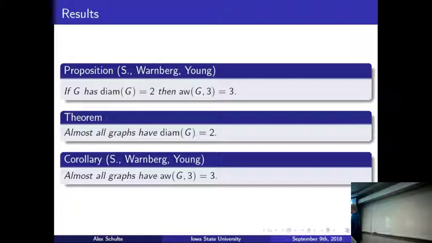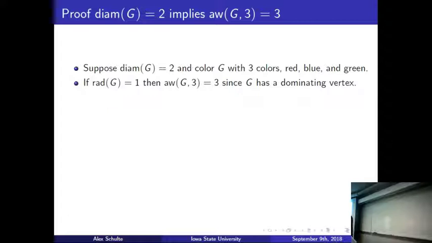Alright, so let's prove the top statement on this slide, that diameter 2 implies anti-van der Waerden number 3. We want to start this proof by saying if the radius was 1, then we would have a dominating vertex. So we go back to the 2 previous slides, and that said, if you have a dominating vertex, your anti-van der Waerden number is 3. So you can go ahead and say, case closed.